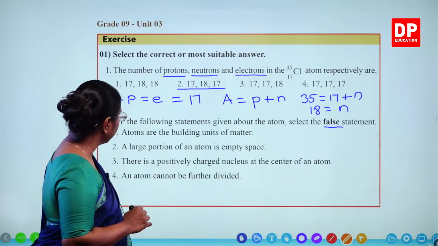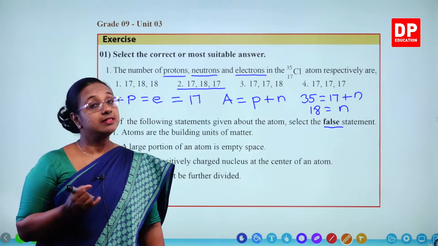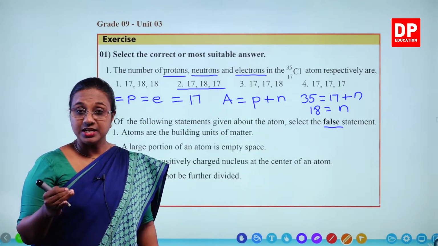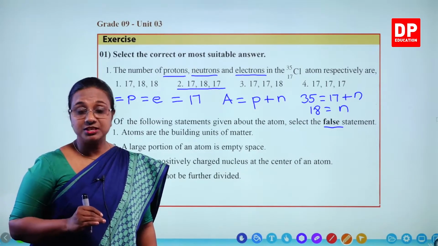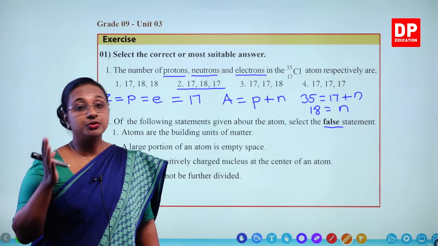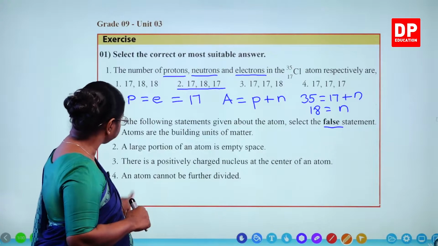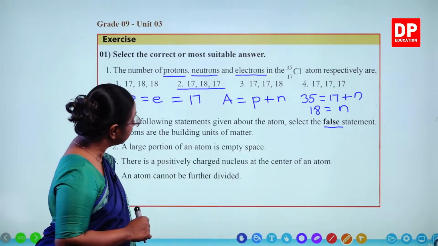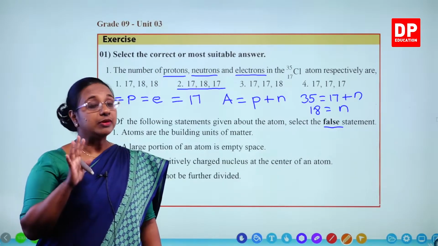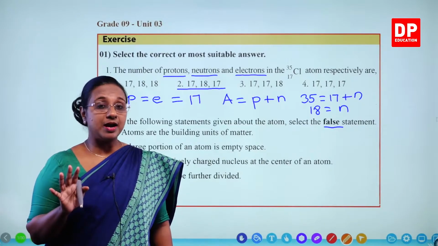Then the third one, there is a positively charged nucleus at the center of an atom. That is also correct. Why? Because nucleus contains the protons and neutrons, and protons are positively charged, whereas the neutrons are without a charge. So the nucleus becomes positively charged. Then the fourth one, an atom cannot be further divided. Think of this statement. Now, can we divide the atoms? There are subatomic particles.